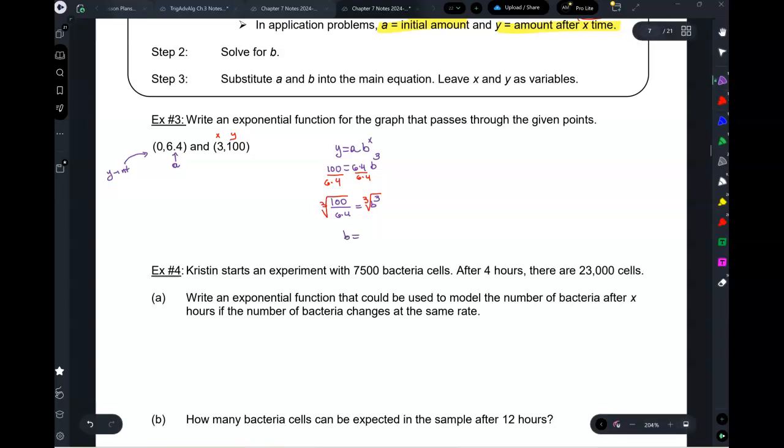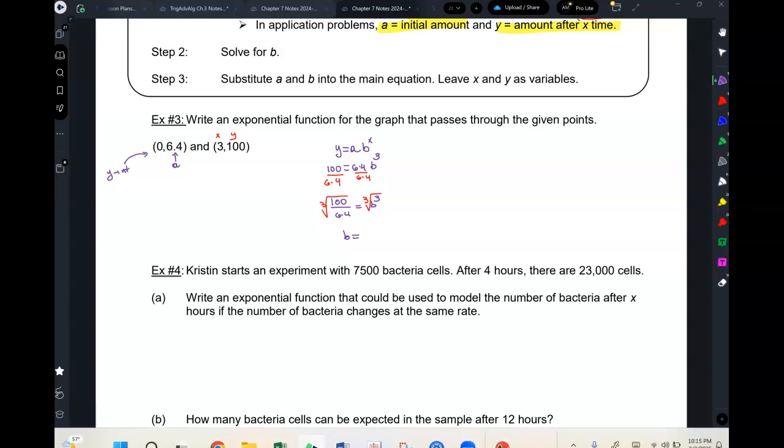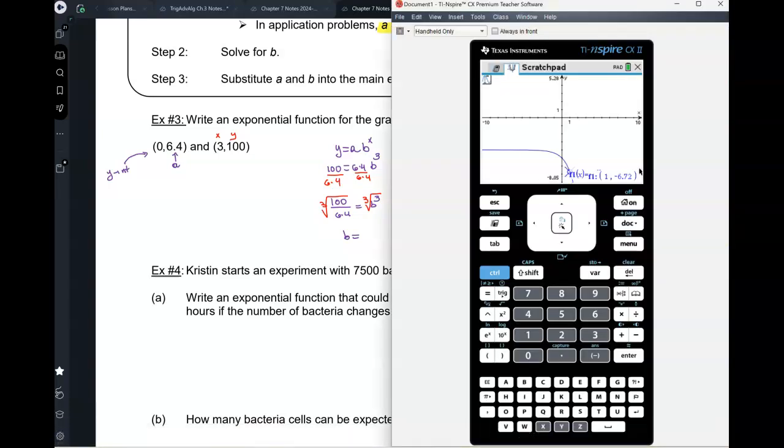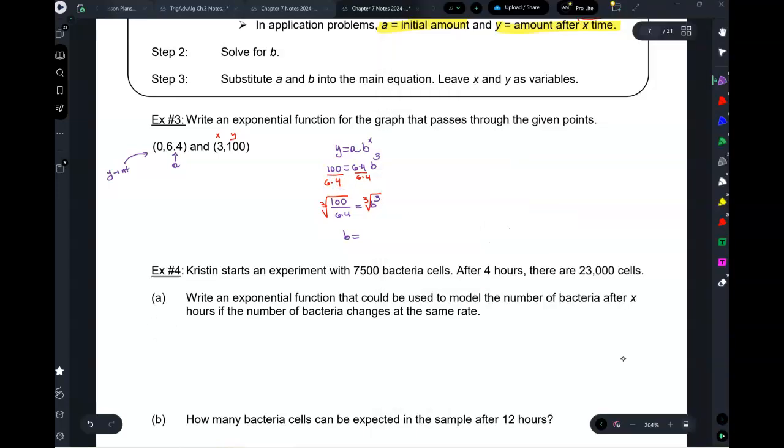So b is equal to, well, we're going to plug it into our calculator, right? So we're going to take the cube root of 100 over 6.4. Do you notice how I didn't put it in before and I didn't round? I'm just putting it all in one shot. That's what I want you to do. So this is equal to 2.5. b is equal to 2.5.